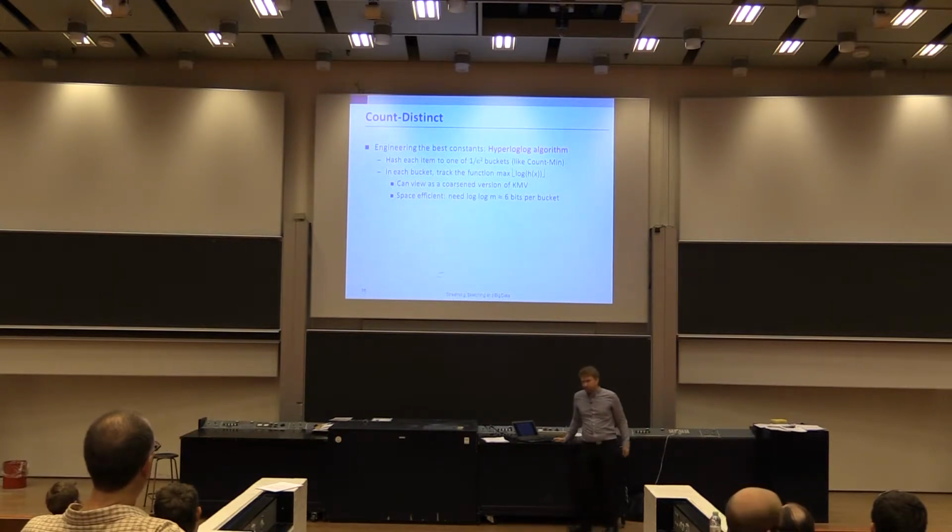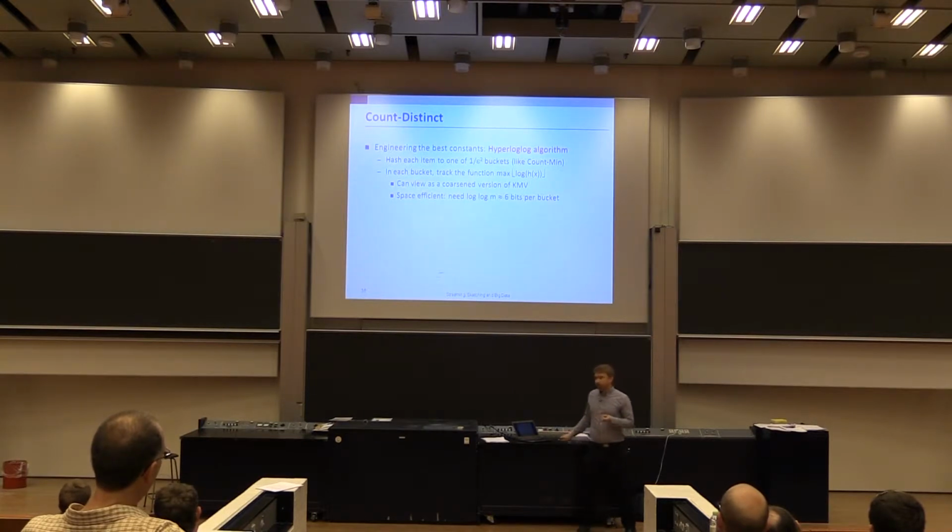And again, this seems kind of unintuitive. What's this really doing? Well, this floor of log is really telling you the most significant bit in this hash value. And that value of the most significant bit you can see as a very coarsened version of the actual hash value. You're only keeping some information about the hash value up to the most significant bit.